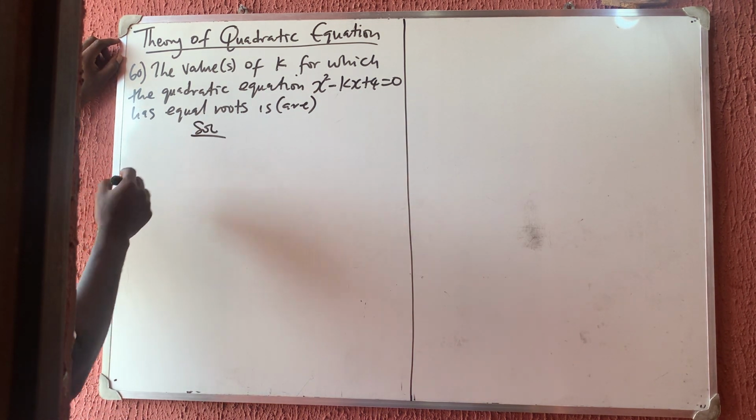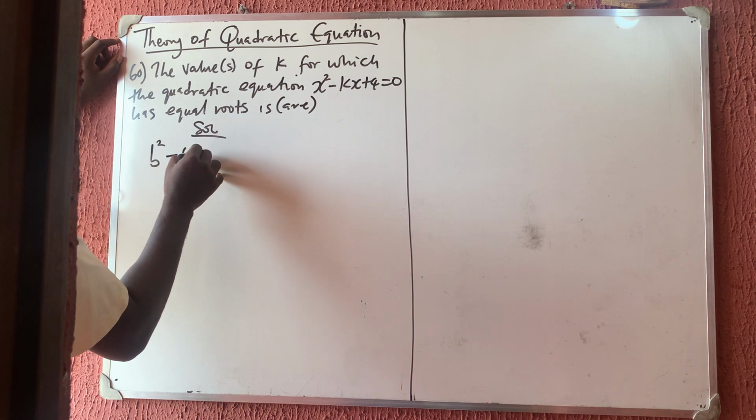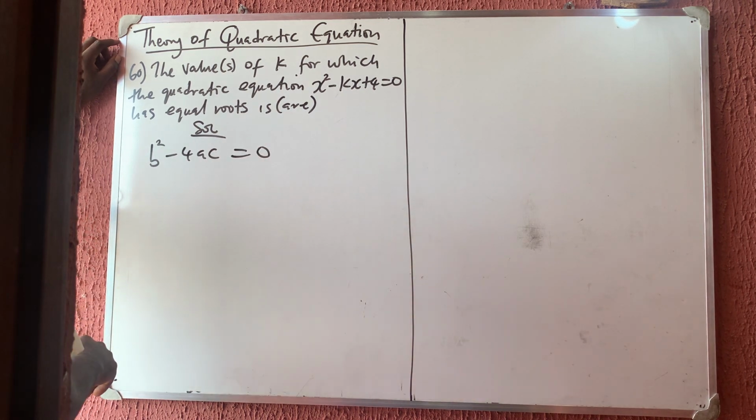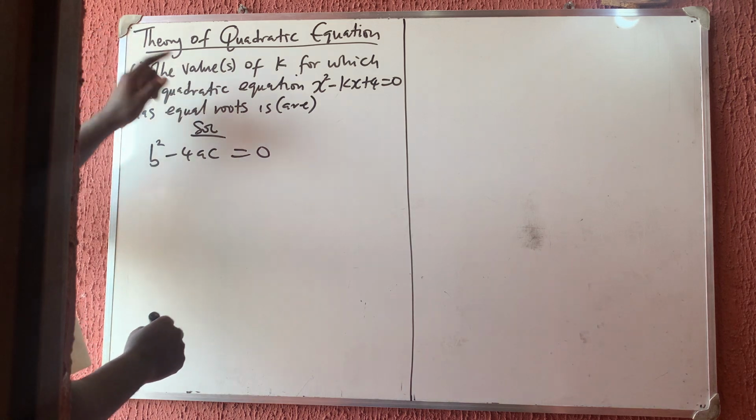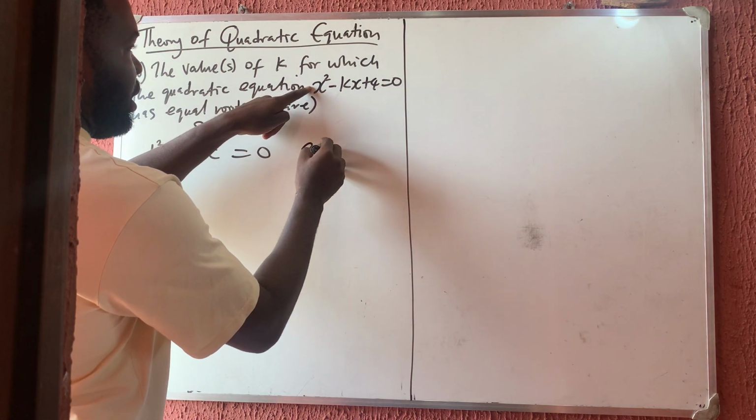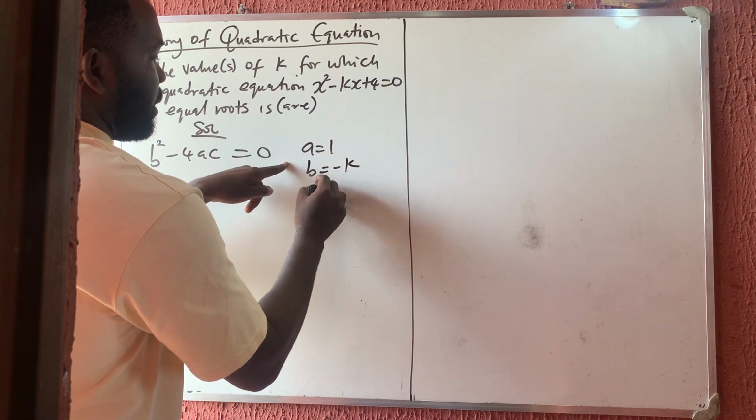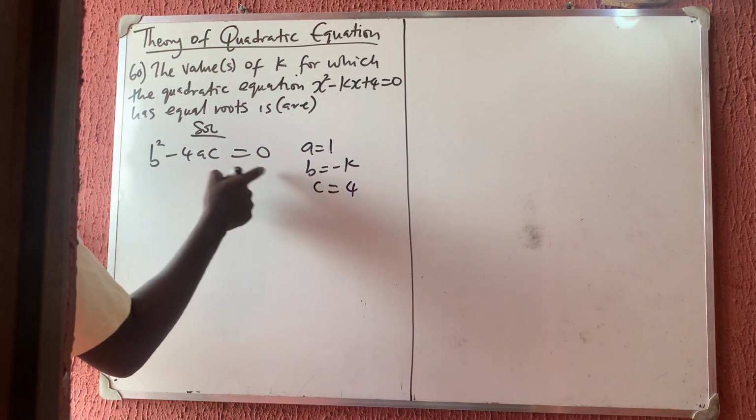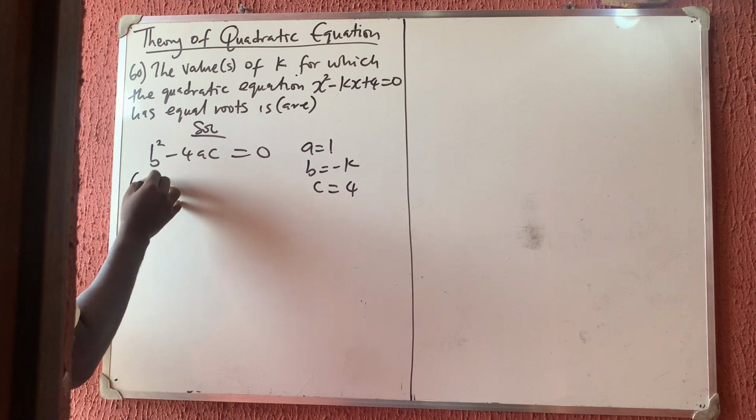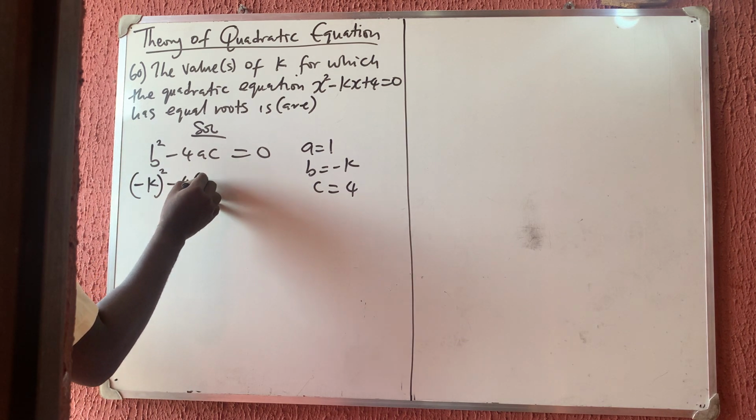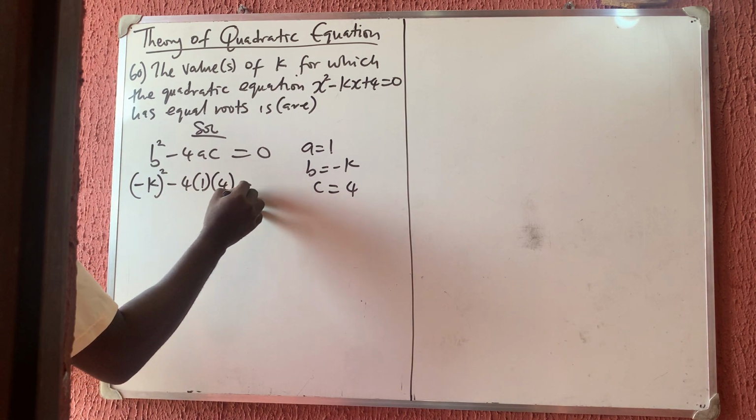Now when a quadratic equation has equal roots, it means that b squared minus 4ac will be equal to 0. That is what makes them have equal roots. From this, we can see that our a is equal to 1, the coefficient here, our b is equal to minus k, then our c is equal to 4. So if you put it here, you're going to have minus k all squared minus 4 into 1, then into 4 is equal to 0.